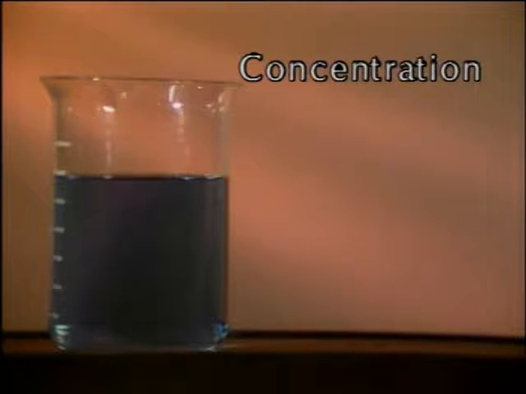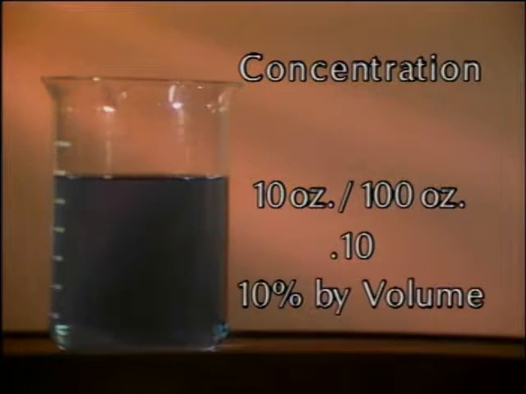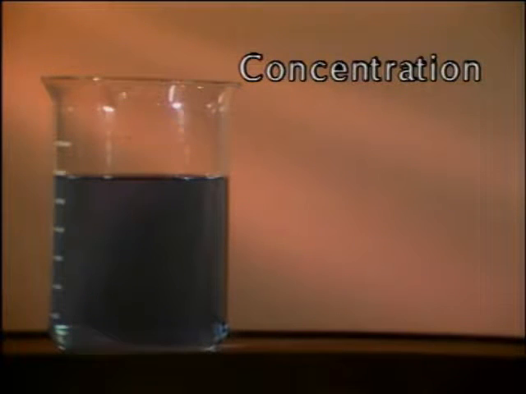For example, if this solution of water and dye contains 10 ounces of dye, and the total volume of the solution is 100 ounces, then the concentration of dye is 10 parts per 100 parts of solution. 10 divided by 100 is 0.10, or 10%. So the concentration of dye is 10% by volume.